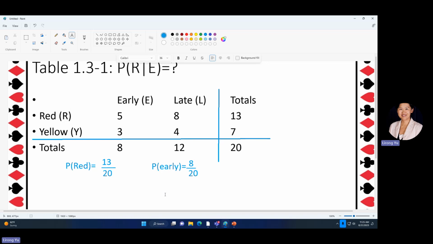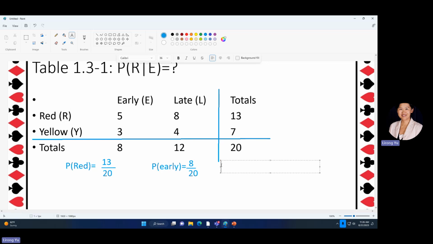As usual, when you want to calculate the probability of something, you need the number of outcomes in that category, like how many were red, and then divide by the total. That is the idea. But if you have a contingency table, the individual numbers in the table classify early and red, early and yellow. So these 5, 3, 8, 4 are not representing individual red or yellow, they actually represent a joint number, a number of a joint event.